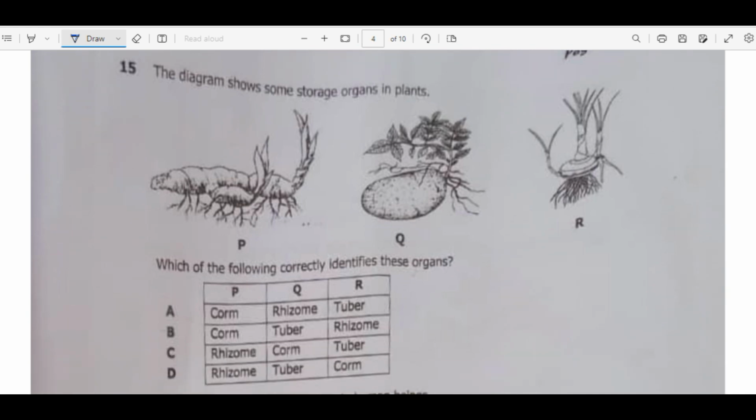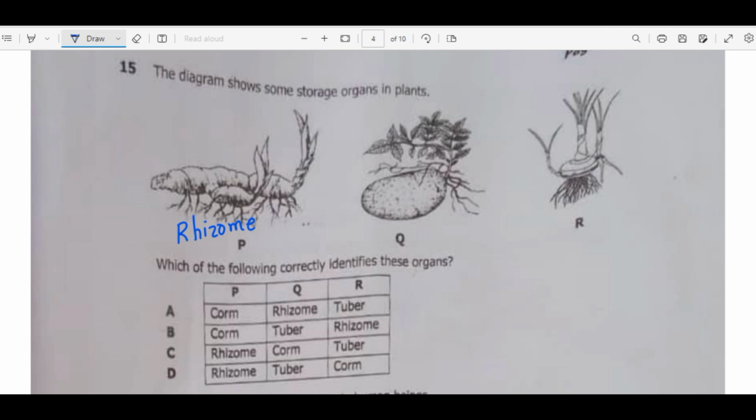Question 15. The diagram shows some storage organs in plants. Which of the following correctly identifies these organs? So let's begin with P. You need to study this under vegetative reproduction in plants. So for P, this is a rhizome. So make sure as you are studying biology, you commit the structures to memory. Please, you need to master these, very important.